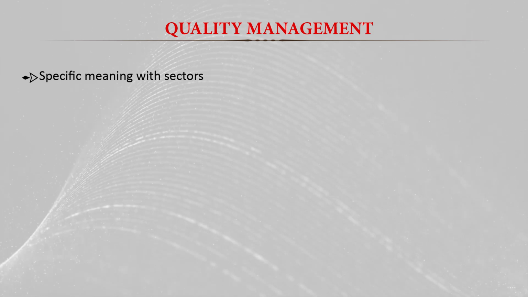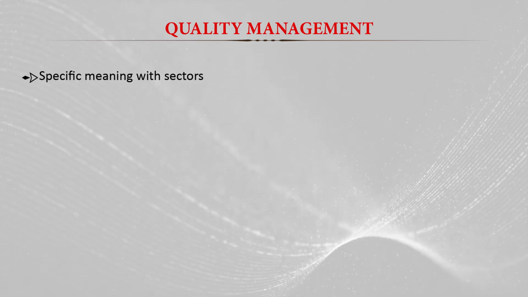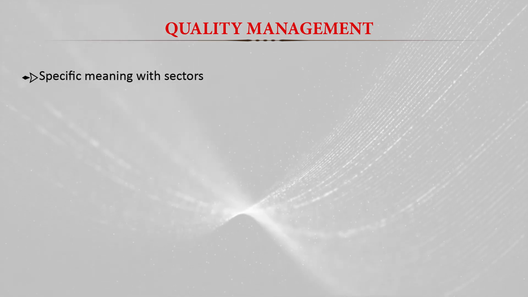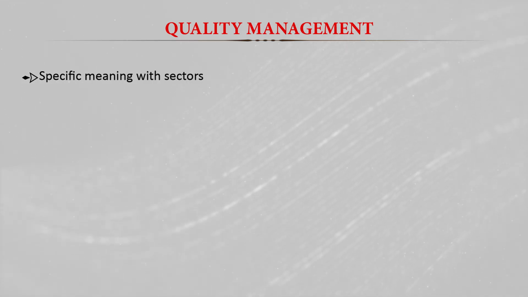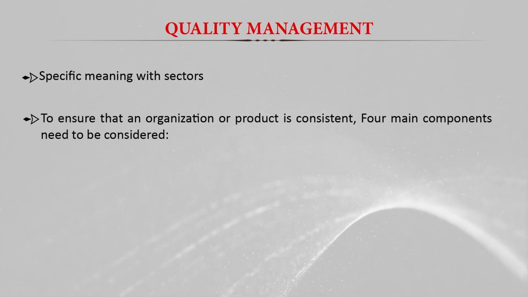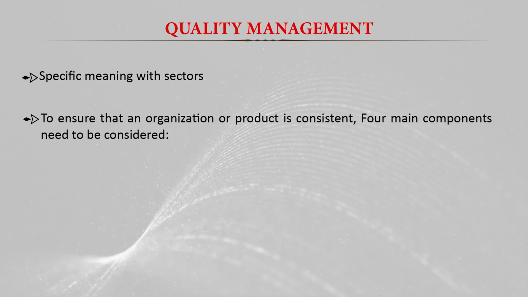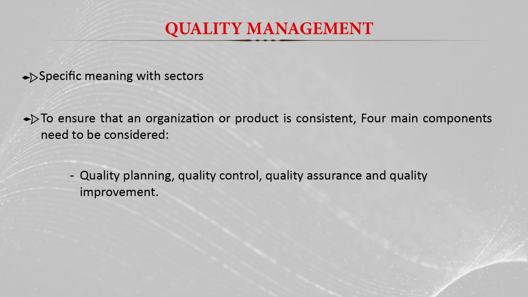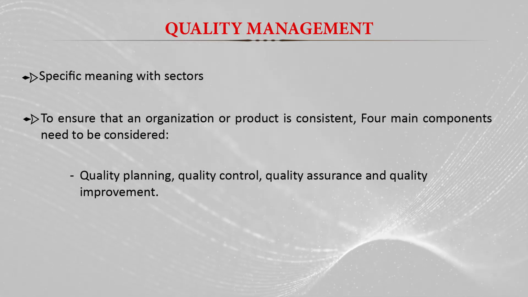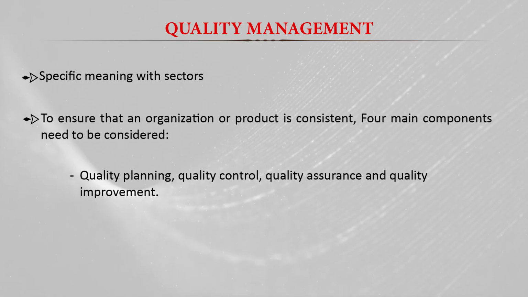So it is decided based on the sector of the project. If we have a construction project, the life of the building will be the quality parameter. So these quality parameters are specific to the sectors, and to ensure that an organization or product is consistent, there are four main components we need to consider while deciding on the terms of reference. One is quality planning. We have to plan for the quality achievement, then quality control, quality assurance and quality improvement. So we have to have some plan about all these four components.